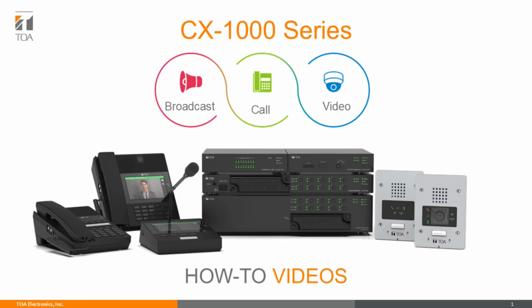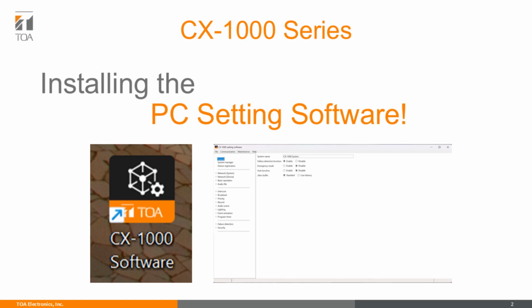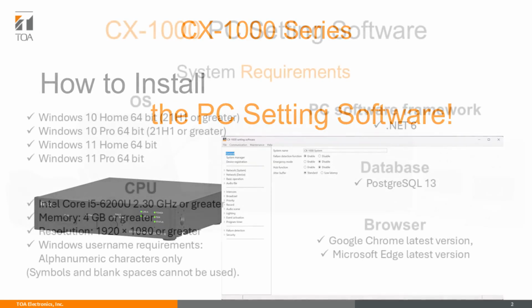Welcome to the CX1000 series How-To Video Guide, where we'll walk you through the key steps to set up and manage your CX1000 system with ease. Today, we'll focus on installing the PC settings software. The settings software is installed on a PC and is used exclusively for configuring your CX1000 series system.